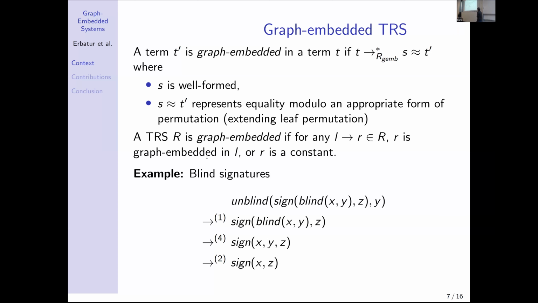And here I show you how blind signature can be seen as an example of a graph-embedded term rewrite system. First, we apply rule 1 to get the subterm. So by applying rule 1, we get, strictly speaking, a subterm. Then we remove the blind by rule 4, and then we get a well-formed term using rule 2 by removing one of the 3 arguments. So it's really an application of the rule schema I've shown you.